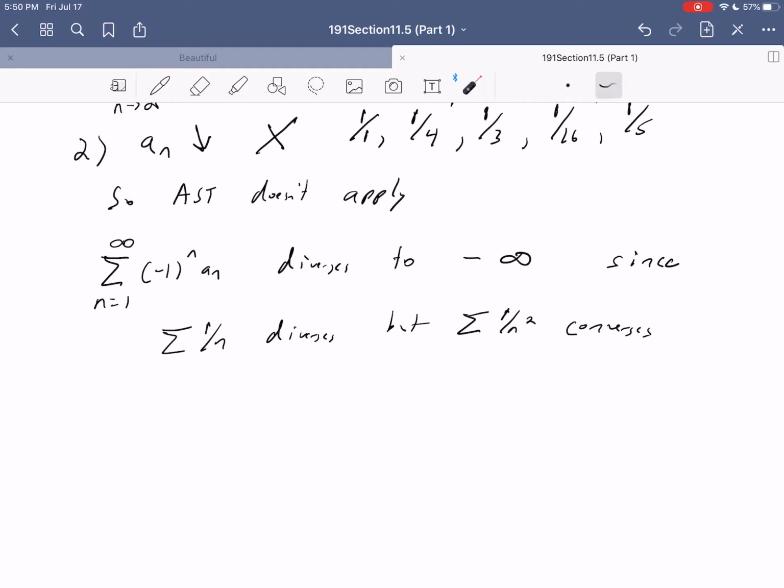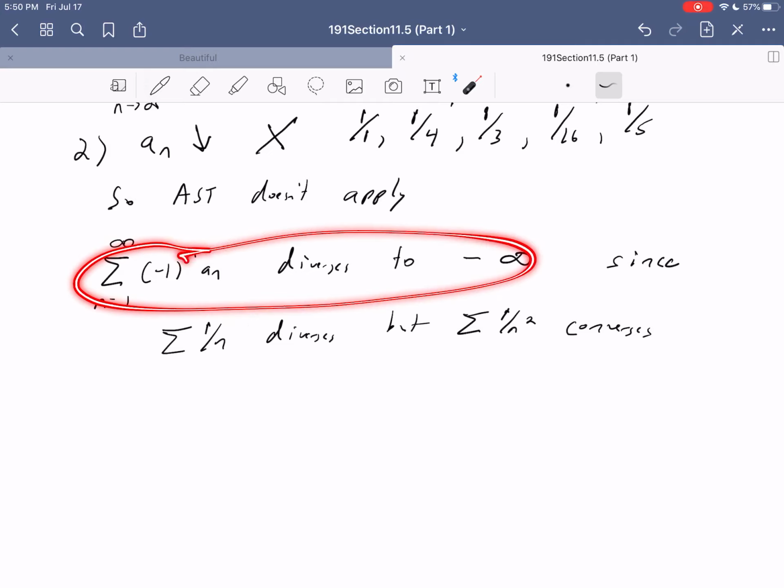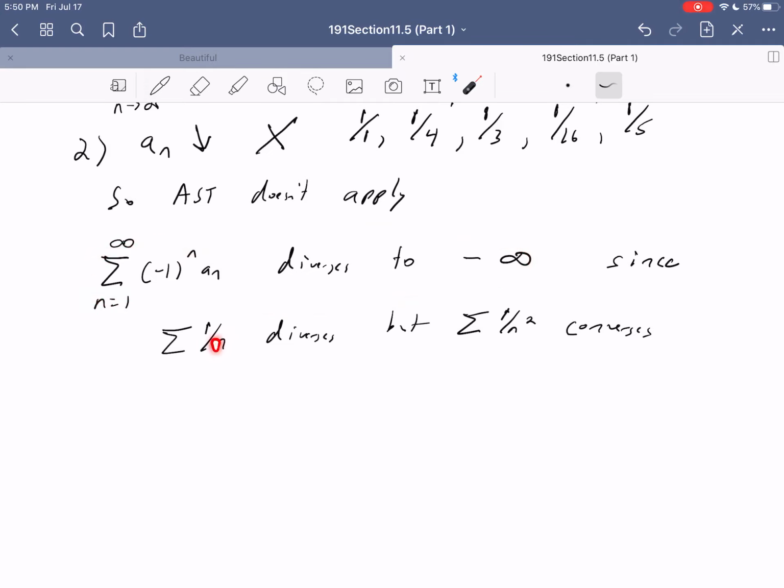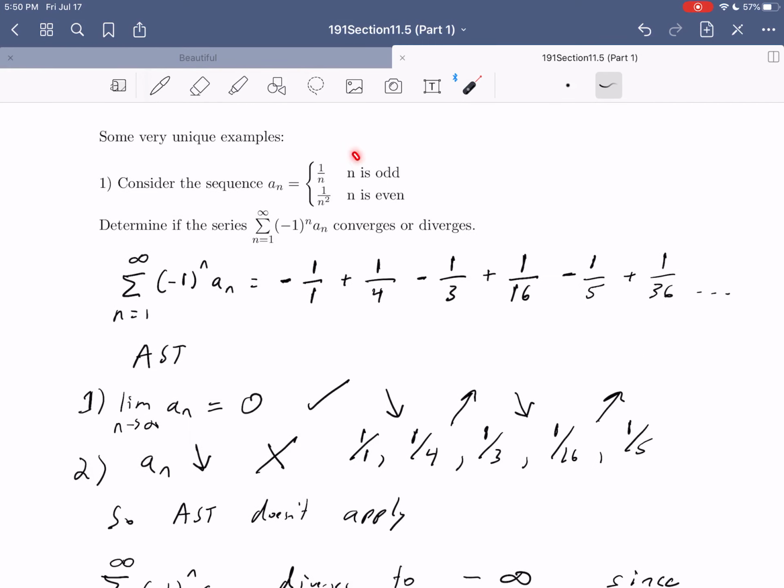Now, I'm not going to write this out too much because, again, this is a very unique example. We're not going to run into this too much, but I would like to explain it. The reason we know that this diverges is because we know that 1 over n diverges, but 1 over n squared converges. So if you look back at how we define this, the 1 over n terms are the odds, the negatives, and when we're adding up those negatives, they add up to a larger and larger negative number, meaning it's headed to negative infinity.